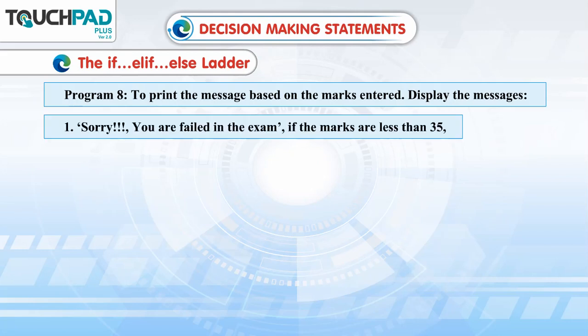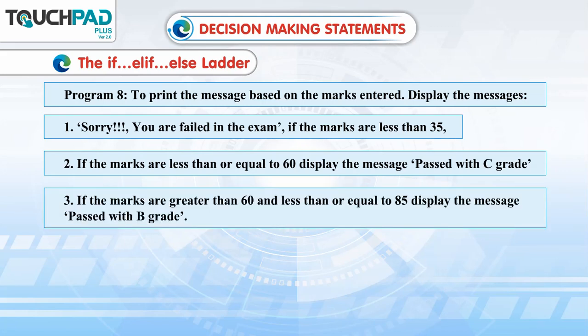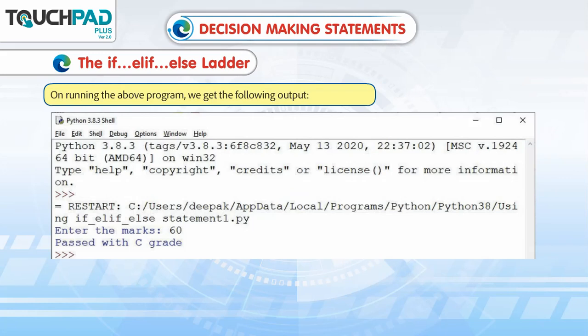Display the messages: 1. Sorry, you are failed in the exam if the marks are less than 35. 2. If the marks are less than or equal to 60, display the message passed with C grade. 3. If the marks are greater than 60 and less than or equal to 85, display the message passed with B grade. 4. If none of the conditions evaluates to true, then display the message passed with A grade. On running the above program, we get the following output.